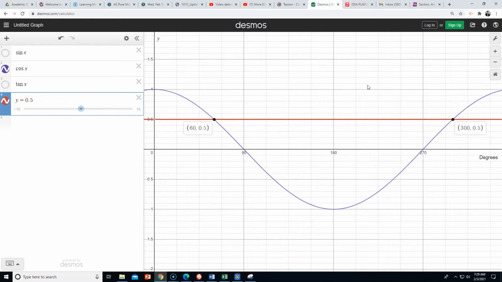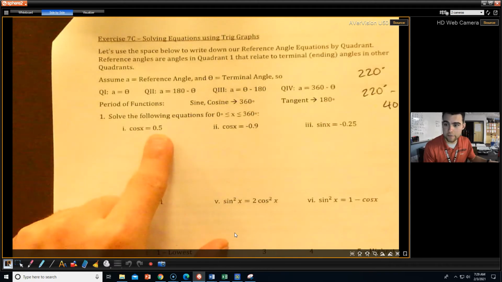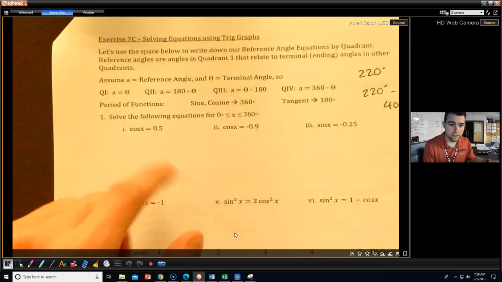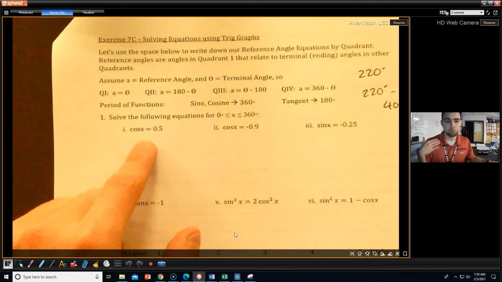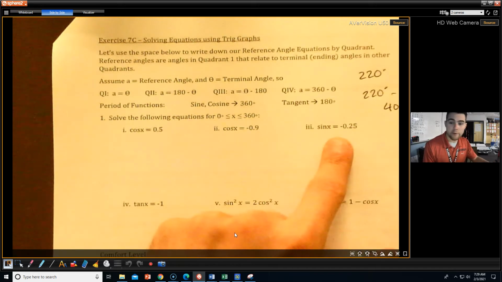If we think about it on our unit circle, 300 degrees is in quadrant 4 and 60 degrees is in quadrant 1. Cosine is positive in quadrant 1 and quadrant 4, so that makes sense why those two angles are giving us that value. But let's pretend we didn't know that for a second. What would we do if we had something a little nastier?